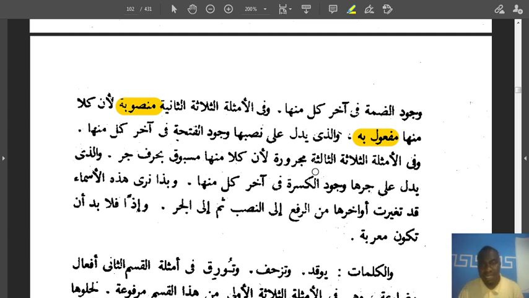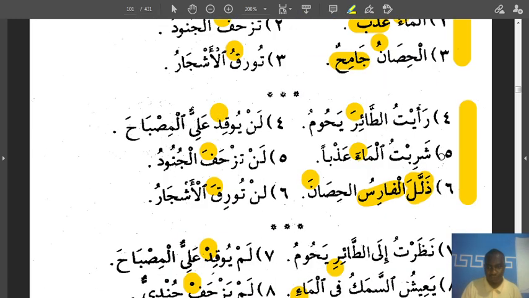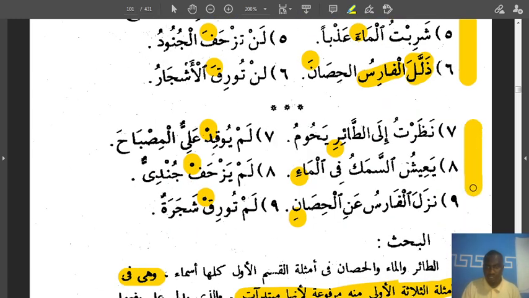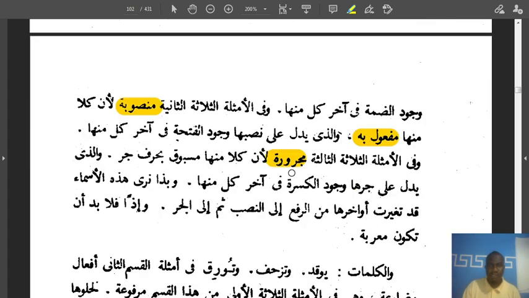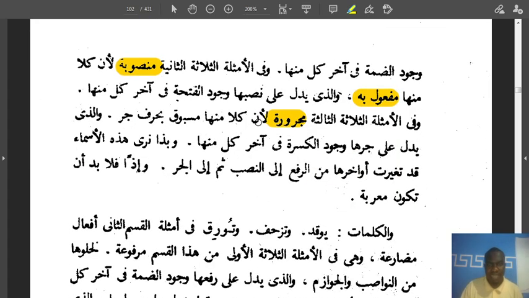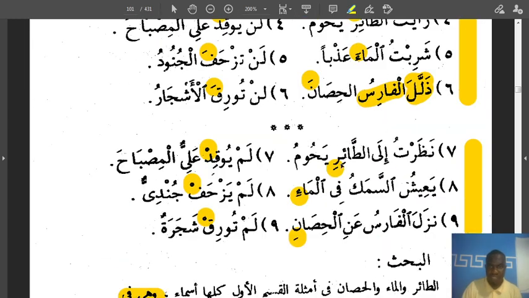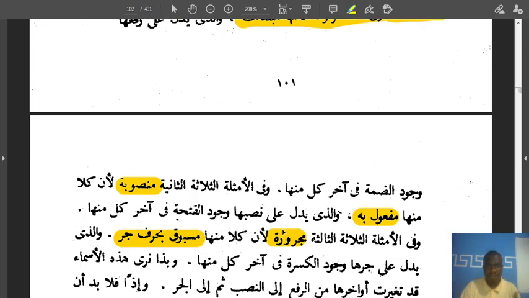وفي الأمثلة الثلاثة الثالثة مجرورة. In the last three examples, which is these ones, we realize that they are majrur, and we say a word is majrur when it takes kasra in this case. So he says in the last three examples, you realize that they are majrura لأن كل منها مسبوق بحرف جر, because they are all preceded by a preposition. You can see ila here, you can see fi, you can see an. These are prepositions. When they come, the noun that comes after them takes kasra. So that is why the nouns are taking kasra.